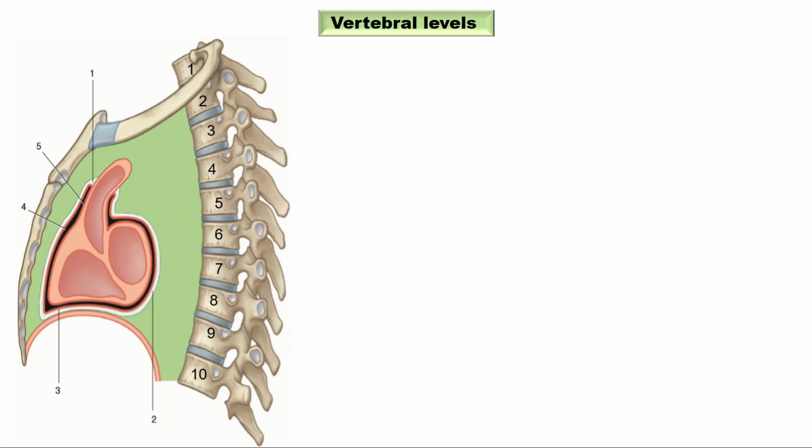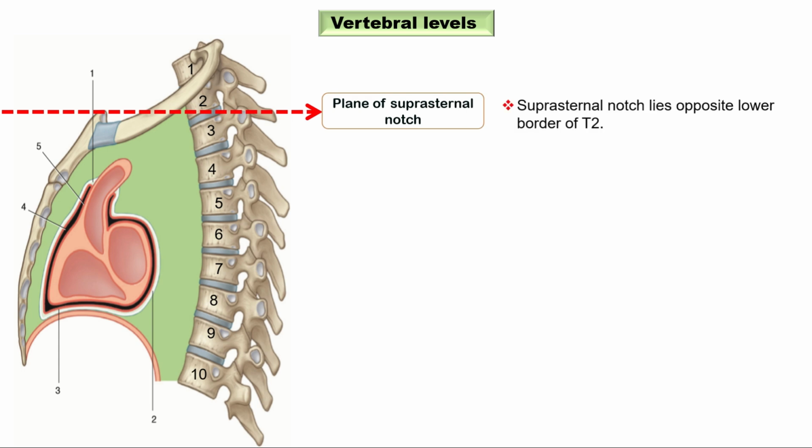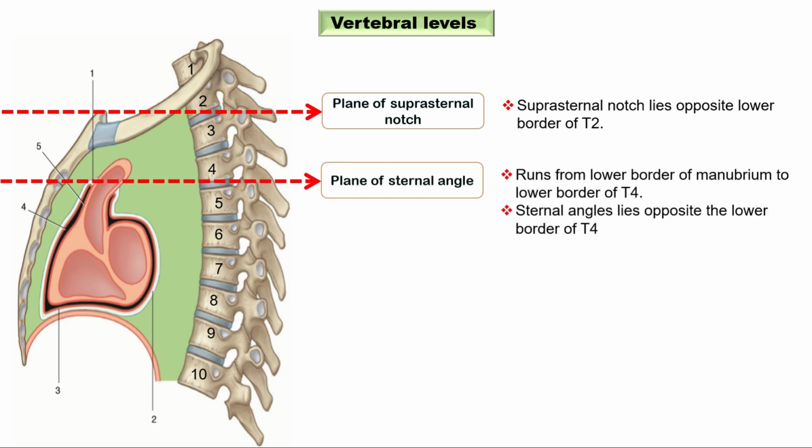Before we look at the plane of the sternal angle, let's first look at the different vertebral levels of the thorax. We have the plane that runs on the suprasternal notch. This, when transected, just lies opposite the lower border of T2, or the second thoracic vertebra. We have the plane of the sternal angle, a plane that runs from the lower body of the manubrium, and it will just land on the lower body of T4. This implies that the sternal angle lies just opposite the lower border of T4.